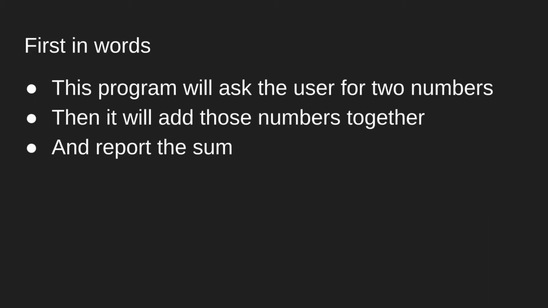So first I'm going to talk about the program, then I'm going to show you in words. Basically the program will ask the user for two numbers, for example 5 and 4, two integers specifically, so two whole numbers. Then it will add those numbers together and report the sum. So if I enter 5 and 4, it'll return 9, and if I enter 3 and 7, it'll return 10. If I enter 15 and 20, it'll return 35.